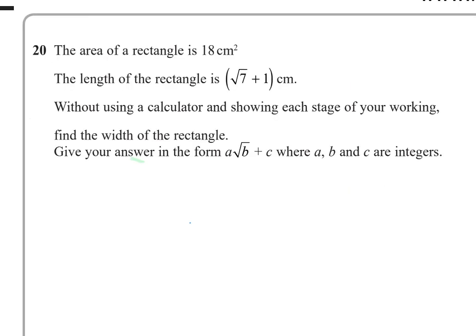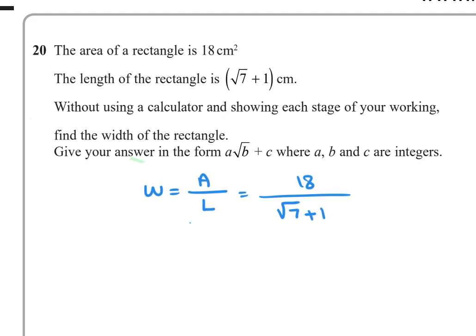Number 20. The area of the rectangle is 18 centimeters squared. The length of the rectangle is root 7 plus 1. Without using a calculator and showing each stage of your working, find the width of the rectangle. The width of the rectangle equals area divided by the length. So area is 18 divided by the length, which is root 7 plus 1.